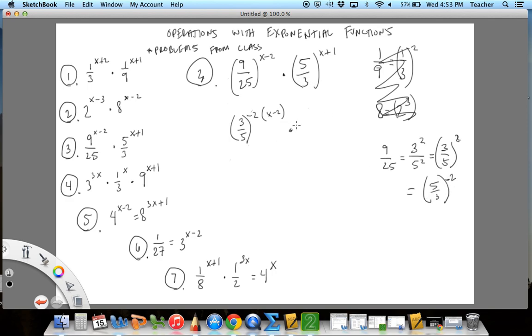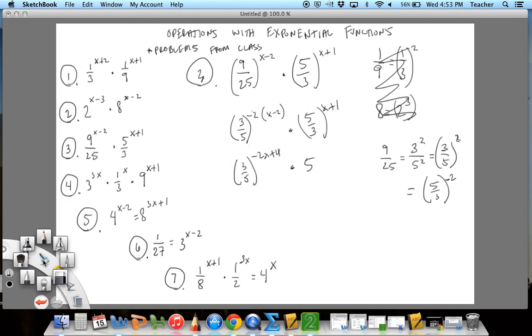Now we have 5/3 to the x plus 1. And so if we distribute it like we've been doing this whole time, we have (3/5) to the negative 2x plus 4 times, well, 5/3. I apologize, I'm flipping this upside down. That's probably confusing you. Because I took it to the negative, it flipped over, which makes them equal to each other. Let me show how I did that over here. And then we have 5/3 to the x plus 1, because now we have the same base. We can add the two exponents together, so we get negative x plus 5.